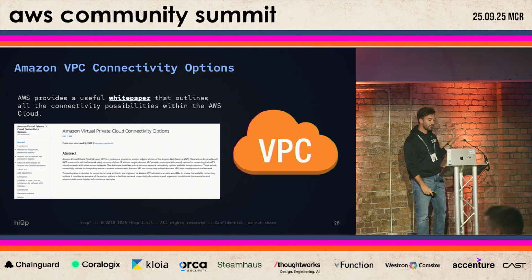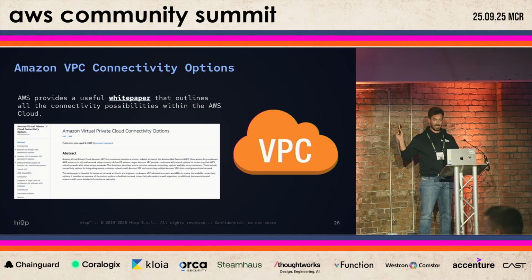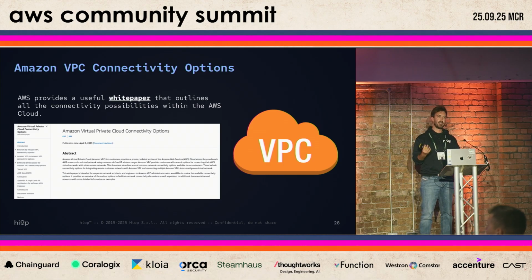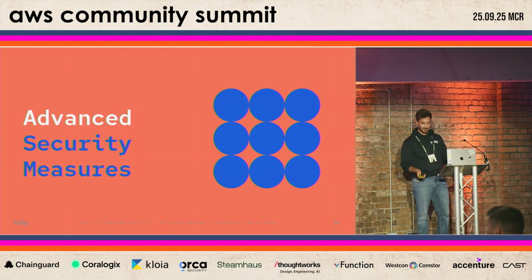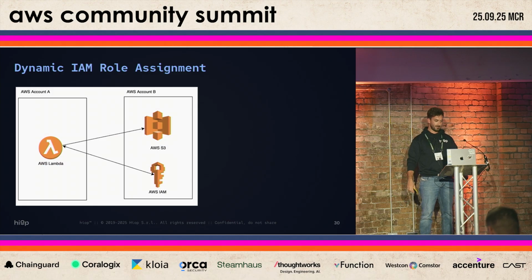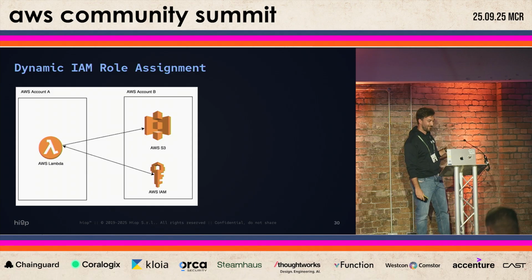In general, there are a lot of VPC connectivity options. There is a nice white paper. If you search for Amazon VPC connectivity options in Google, you will find it immediately, and this white paper offers all the possibilities that AWS has in order to create VPCs or, in general, networking communication between the AWS cloud and other types of networks. Let's go with some advanced security measures, some details. I didn't prepare a use case for this, but maybe we can discuss it later if you have some idea about this.